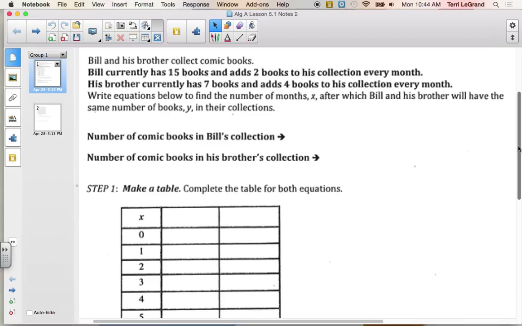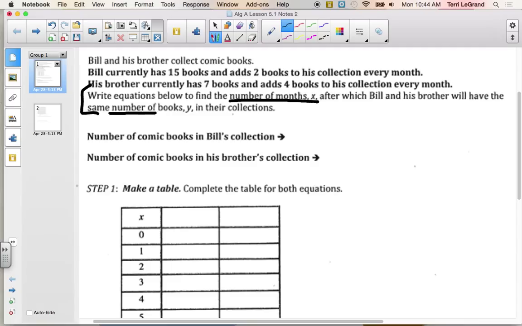It says write equations below to find the number of months. So look at what it says right here, x. It's telling us that x is going to represent the number of months. Would you underline that, please? After which Bill and his brother will have the same number of books, y. So the y is going to represent the total number of books they each have.